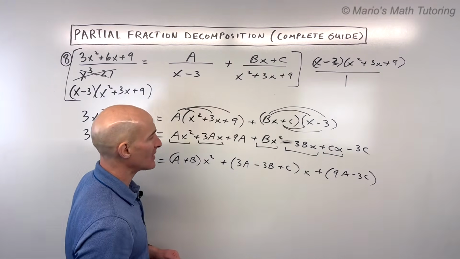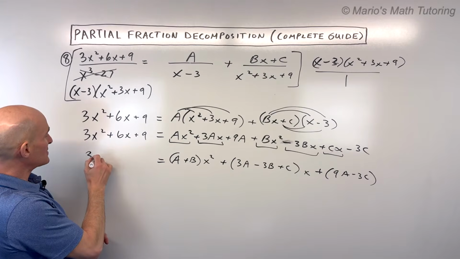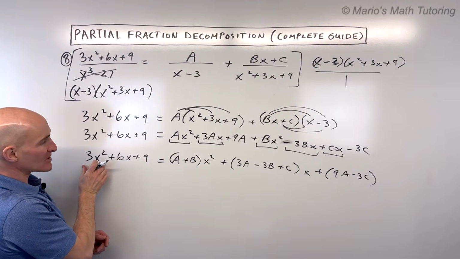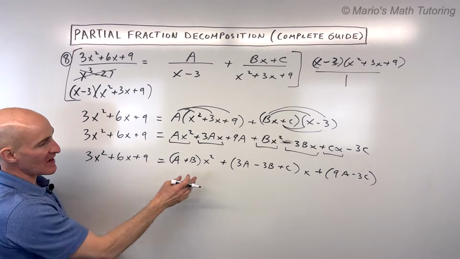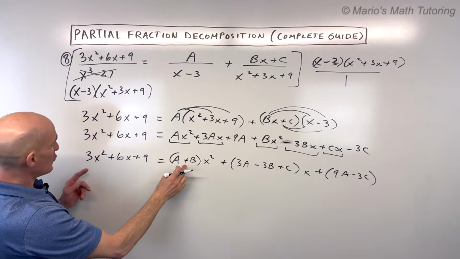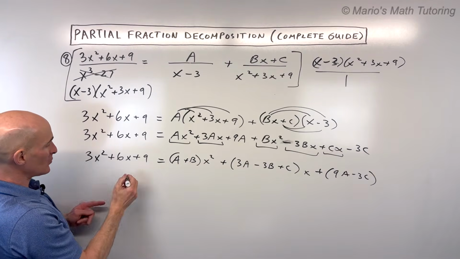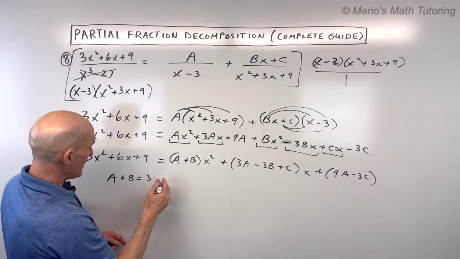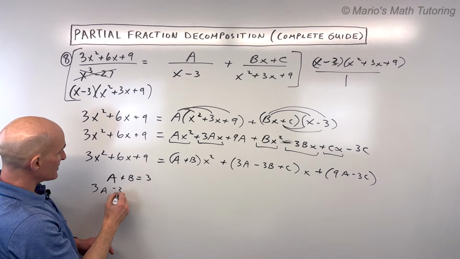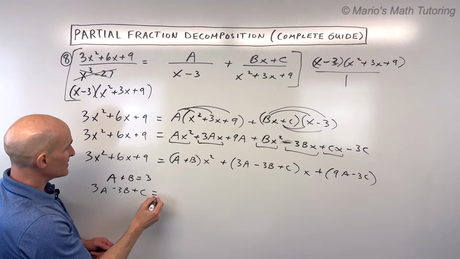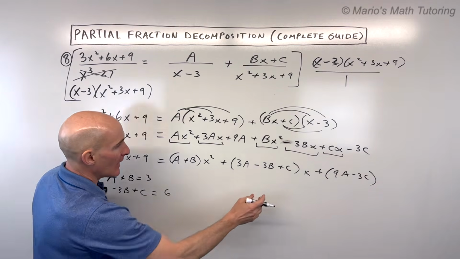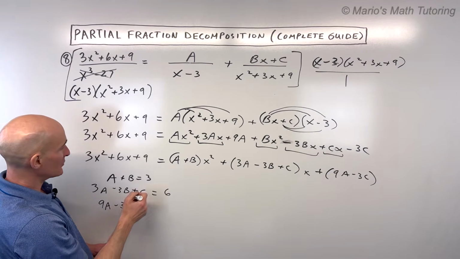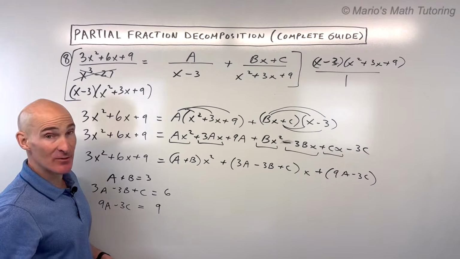See how it gets kind of complicated, right? But when you write it like this, it's going to be easy to solve this system because we're just setting the x squared equal to the x squareds, and then the x's to the x's, and the constants to the constants. So that tells me that these coefficients must be equal. A plus b must equal 3. Okay, that's one equation. 3a minus 3b plus c is equal to 6. And 9a minus 3c is equal to 9. Okay, that's the system that we have to solve.